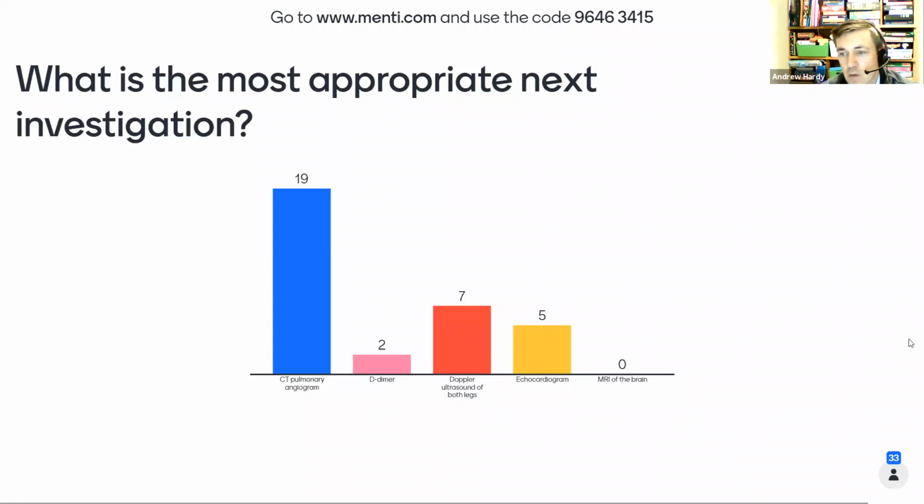And VQ wouldn't be appropriate in anybody who's got an abnormal chest X-ray, but I think the question did say that the X-ray was normal, didn't it? Yes, it was on the second slide.